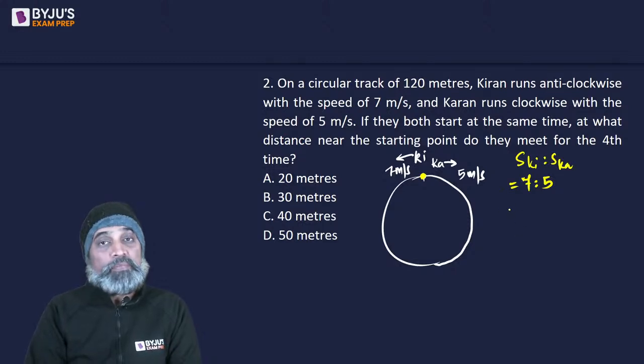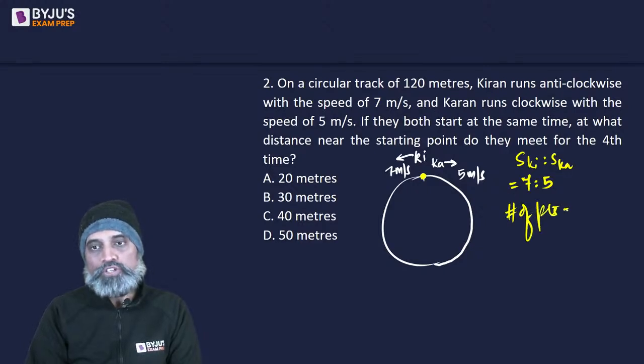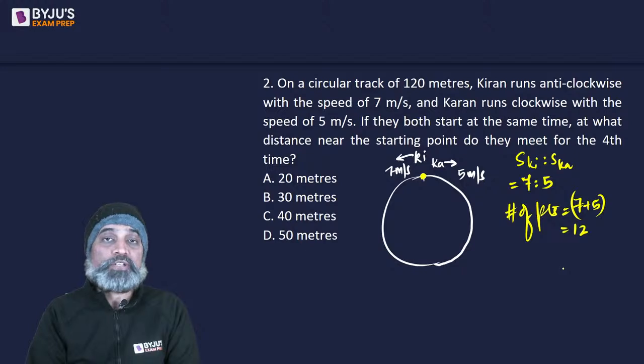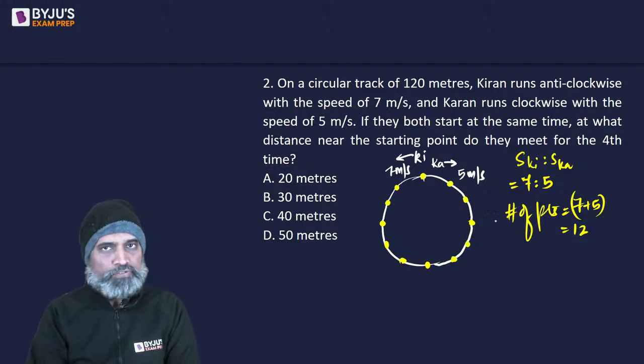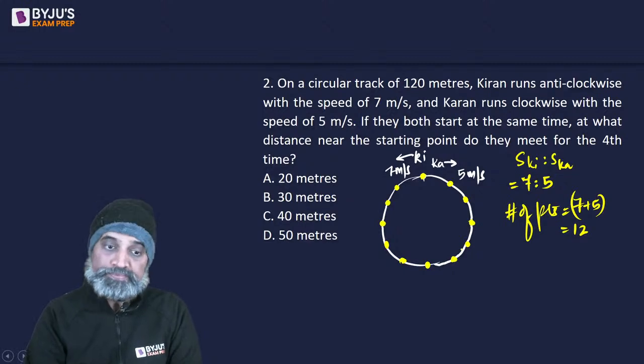Then the number of points on which they are going to meet on the track is going to be the sum of these two proportions, which is 7 plus 5. So they're going to be meeting at 12 distinct points. So this is 1, 2, 3, 4. We need another 8. So that would mean 2 here, 2 here, another 2 here, and another 2 here between every two. If you count, there are total 12 points.